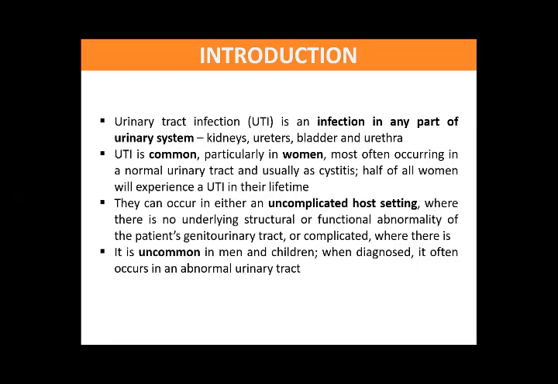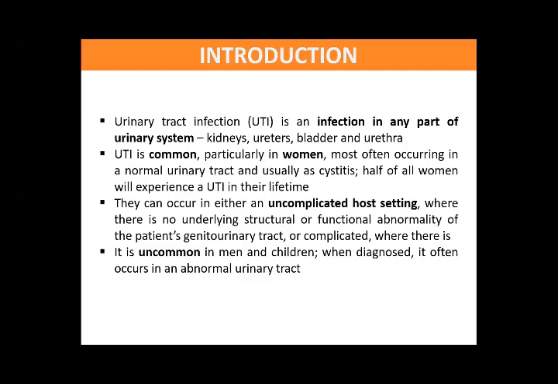So urinary tract infection is an infection in any part of the urinary system. That means it may be urethritis, cystitis, ureteral infection, or maybe ascending to the kidneys, which is called pyelonephritis. So UTI may be limited to the lower urinary tract, or to the upper urinary tract, with ascending infection leading to pyelonephritis. So UTI is common, particularly in women, most commonly presenting as cystitis. Half of all women will experience UTI in their lifetime. So this is a very important part of infections like UTI, especially in pregnancy, when they have a high risk, especially diabetic females, they get UTI very commonly. And this infection can be complicated or uncomplicated.